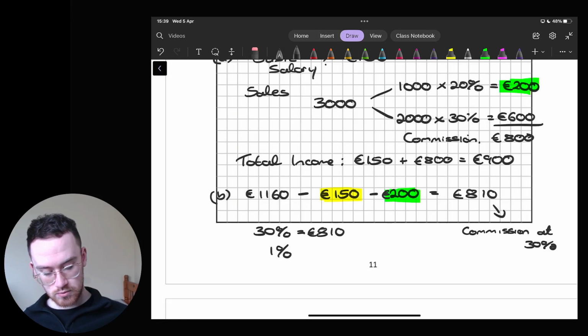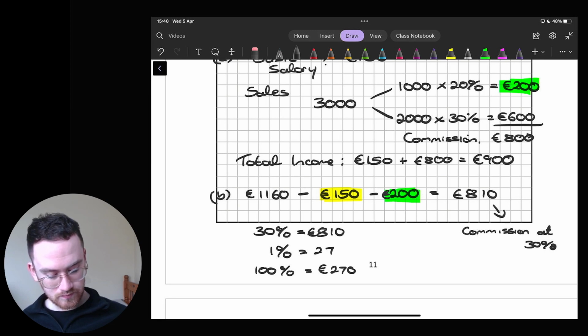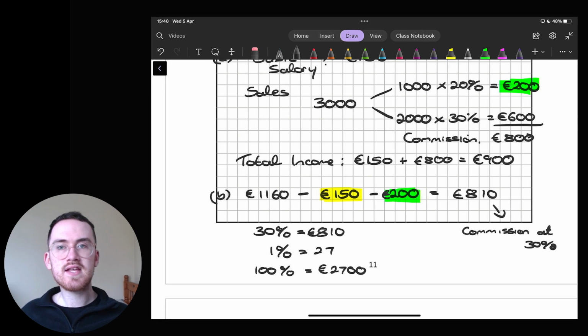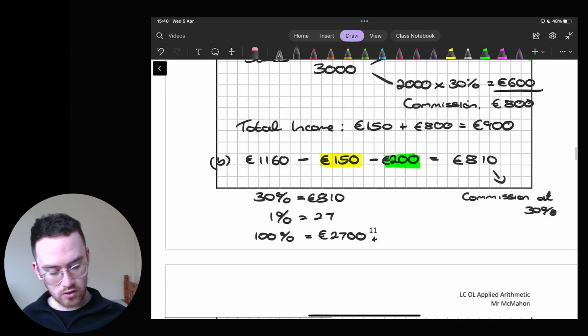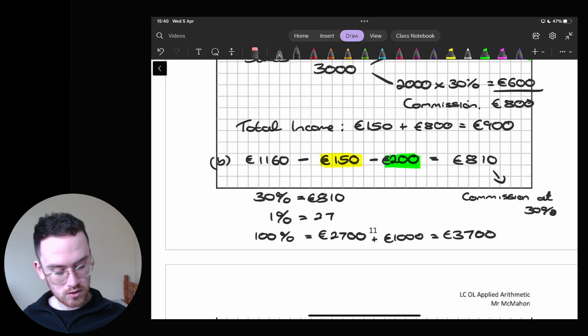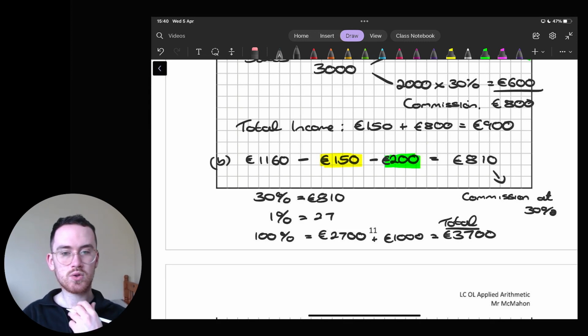So let's find 1%. 27, 100 then, 2,700. So 2,700 was the sales that he made at 30%. We have to add on the 1,000 because that's the original sales at that 20%. So that means that he made a total of 3,700. Those were his total sales.